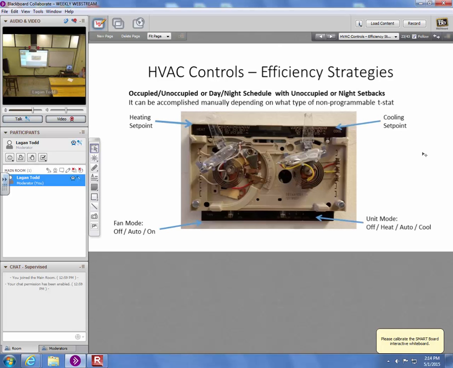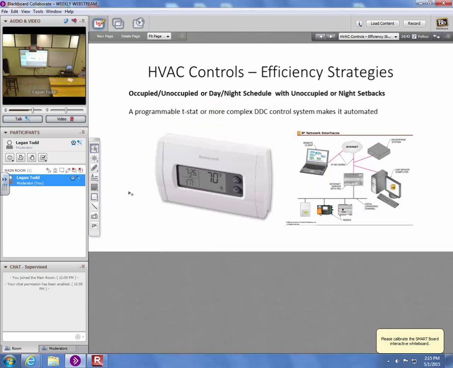So you can do this manually. If you had this kind of thermostat, you can go change the fan mode, the unit mode, and the set points 4 times a day if you want to, every day. Or you can just get a programmable thermostat, or a DDC building automation system, and it'll do it all for you. I don't think there's much more to say on it. You're familiar with this. Any questions about it? Kinda like you're putting down railroad tracks.